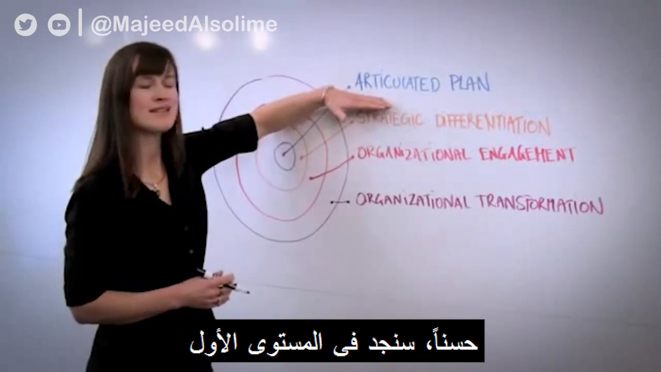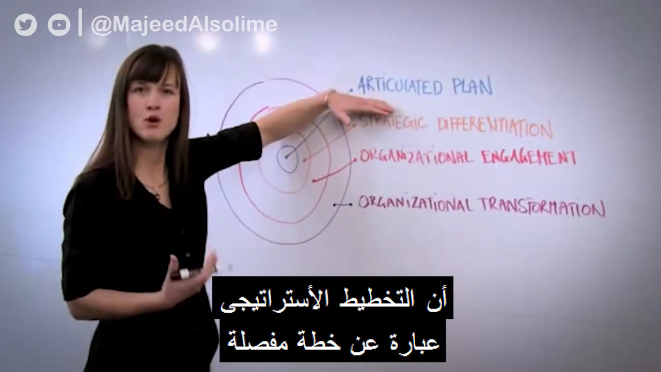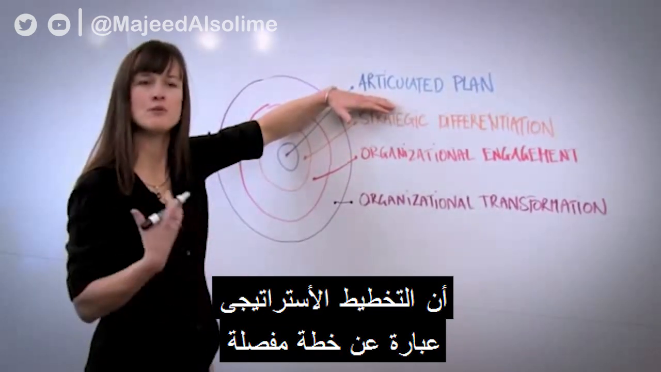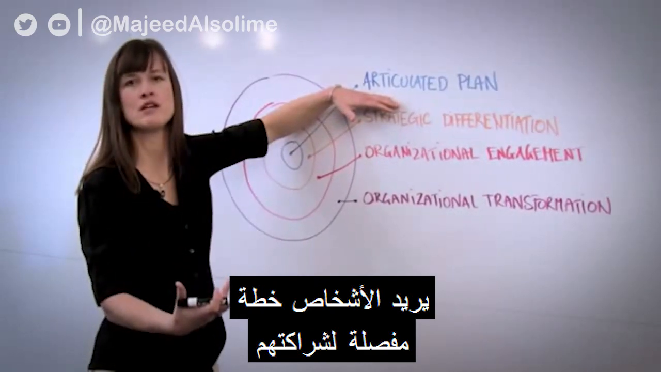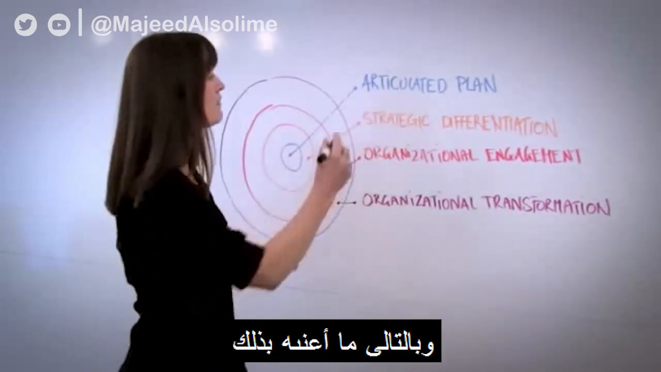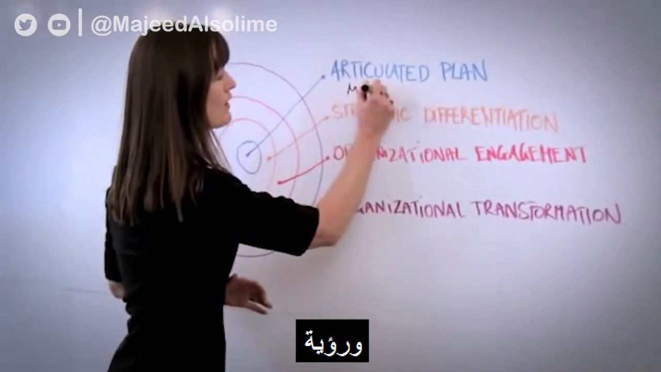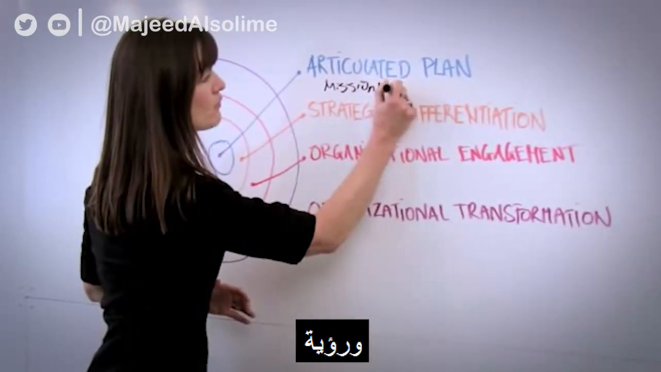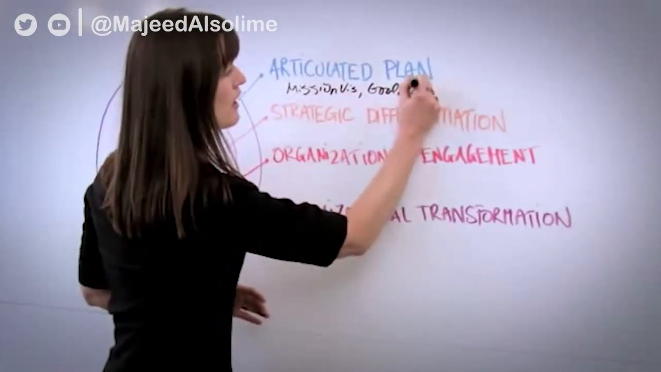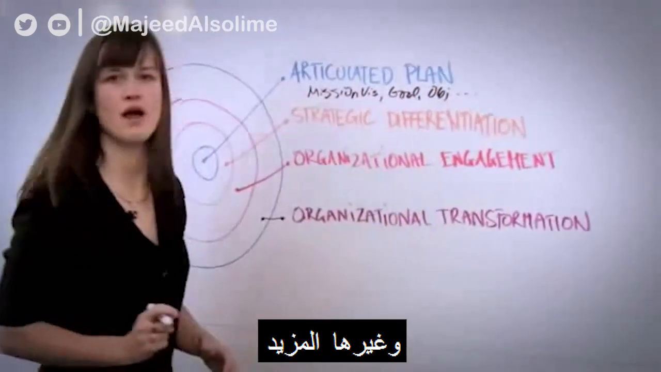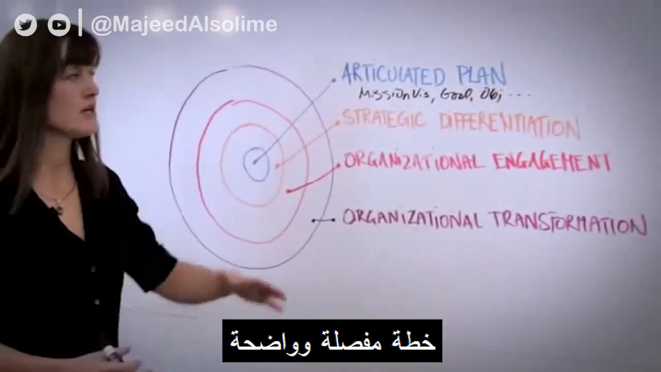So at the very base level, a strategic planning process is an articulated plan. People want an articulated plan for their organization. So what do I mean by that? That means we have a mission, we have a vision, we have goals, objectives, etc. An articulated plan.